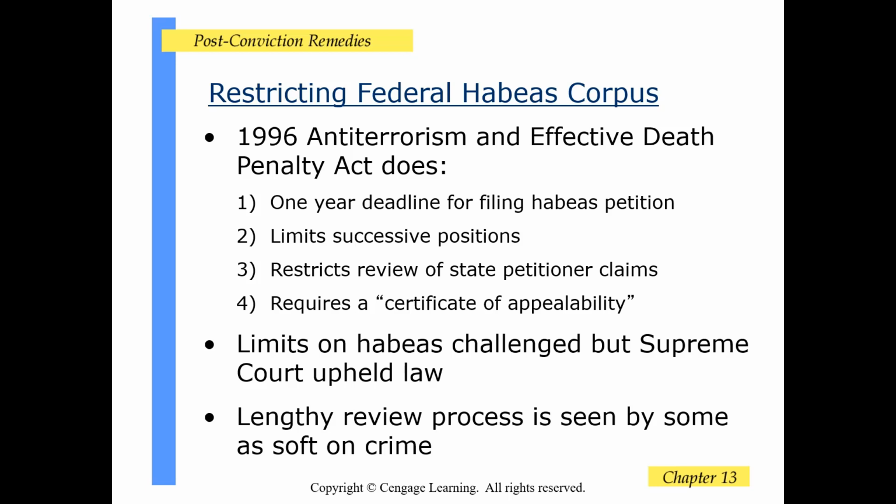The 1996 Anti-Terrorism and Effective Death Penalty Act does impose a one-year deadline for filing a habeas petition. It limits successive petitions, it restricts review of state petitioner claims, and it requires a certificate of appealability. It places limits on habeas challenges, but the Supreme Court has upheld the law. The lengthy review process is seen by some as being soft on crime.